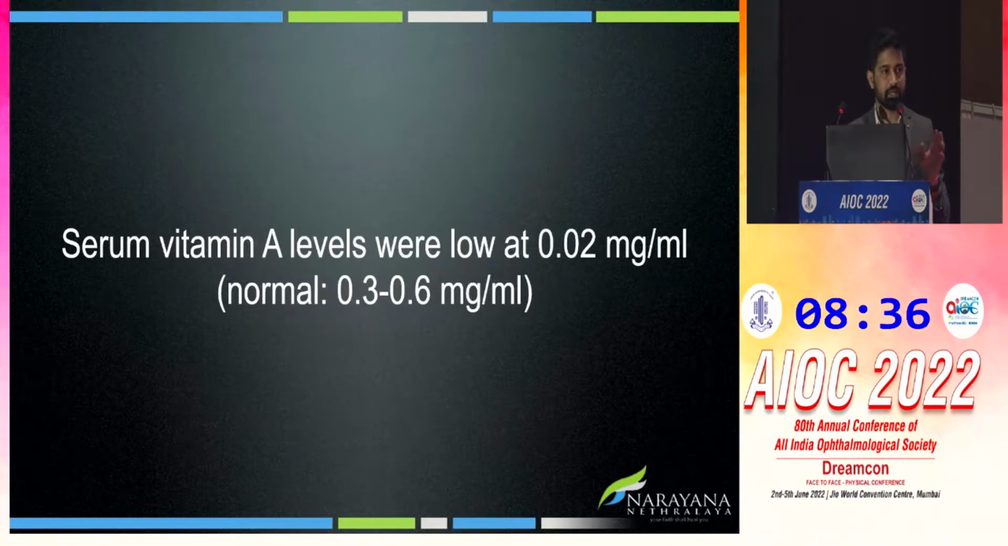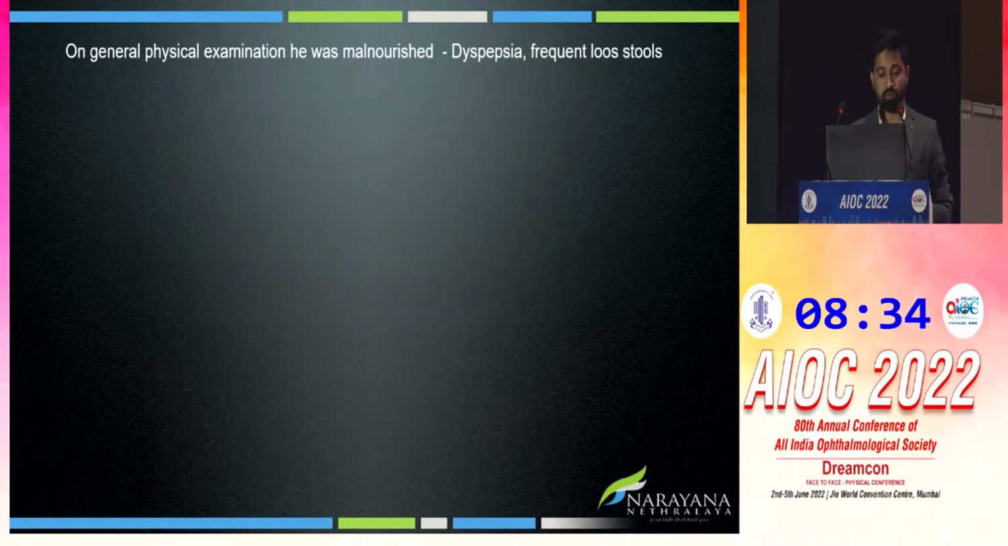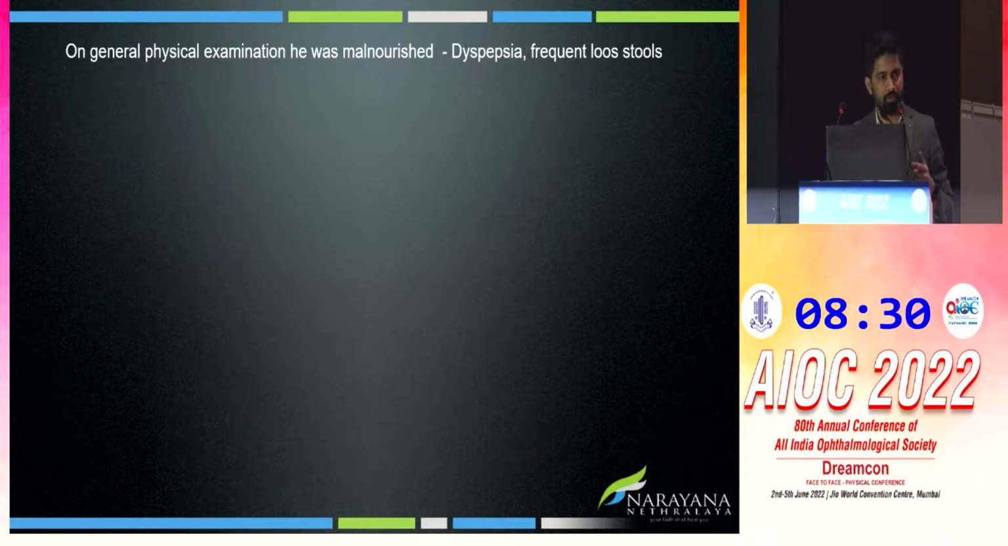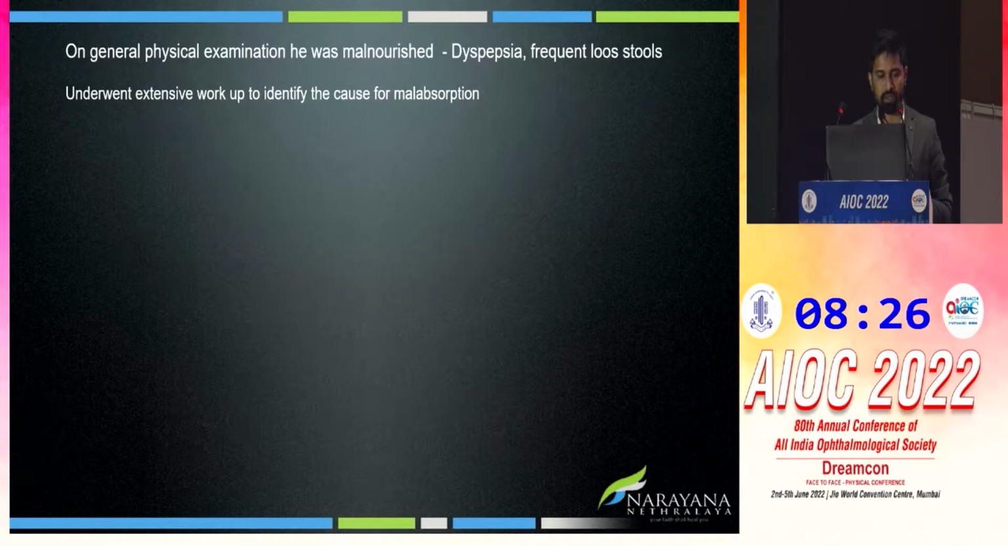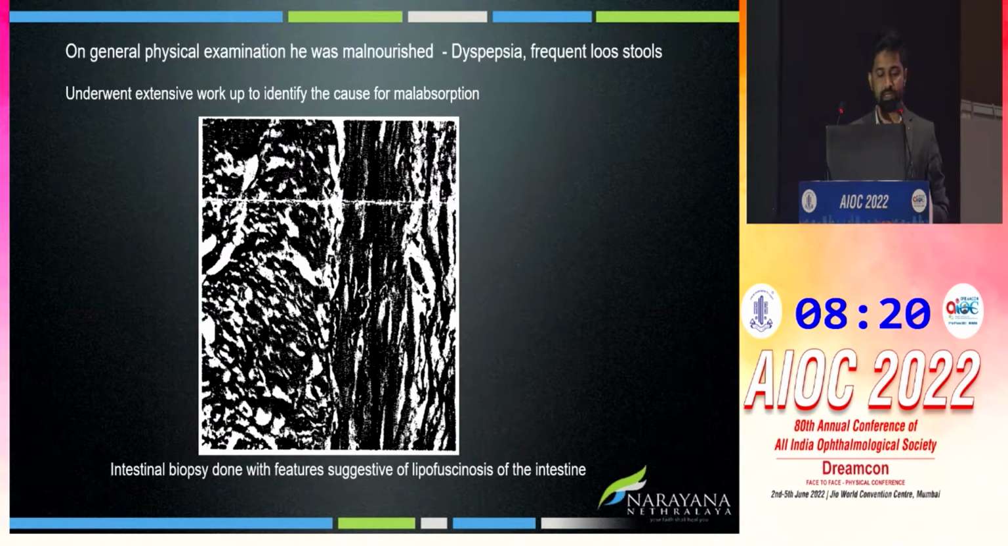So it doesn't end there. We need to find out why it is low. On general physical examination, he was malnourished. When we probed, he gave a history of dyspepsia, frequent loose stools and all that. He underwent an extensive workup to identify the cause of this malabsorption. Finally, he had an intestinal biopsy, where there were features suggestive of intestinal lipoproteinosis.